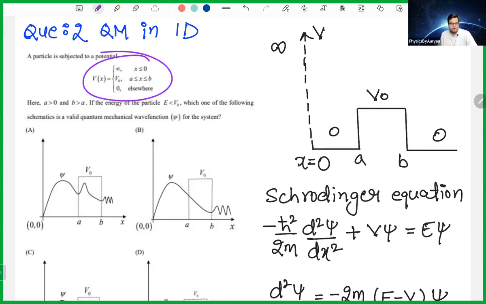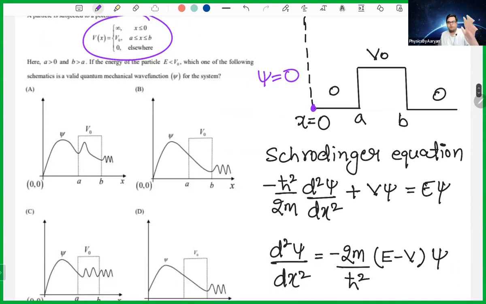So V(x), potential is given, and they're saying that potential is infinite if x is less than 0. So basically this is your x-axis, and if x is less than 0, potential is infinite. So your wave function cannot be there, or your particle cannot be there where the potential is infinite. If you are at a position where potential is infinite, it means you have infinite energy, and that is not possible. So at this position, wave function is 0. Wave function must be 0 at x equals 0.